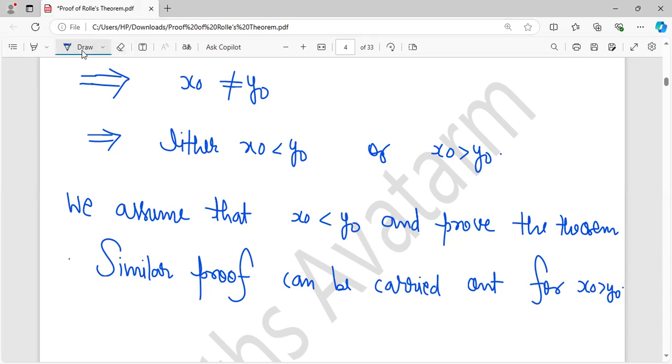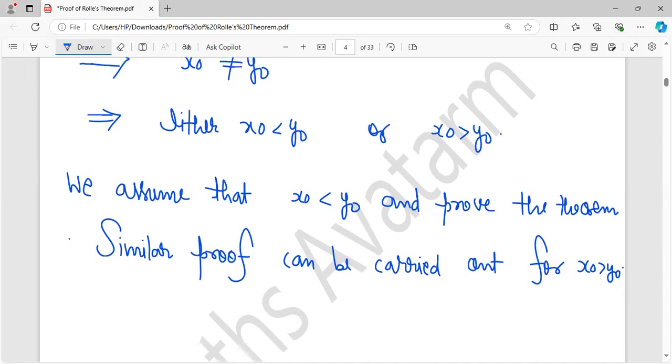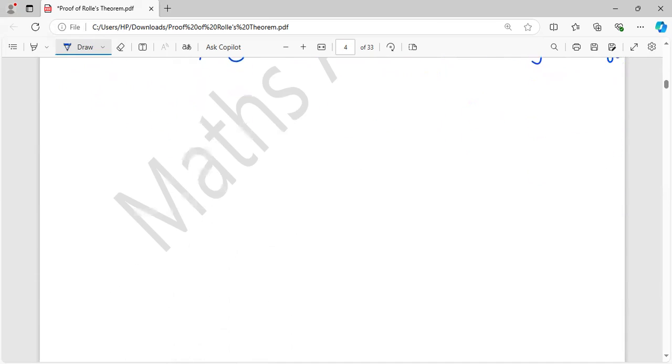So we will prove this theorem for x naught less than y naught. The same proof can be repeated for x naught greater than y naught. So what we have is x naught less than y naught.